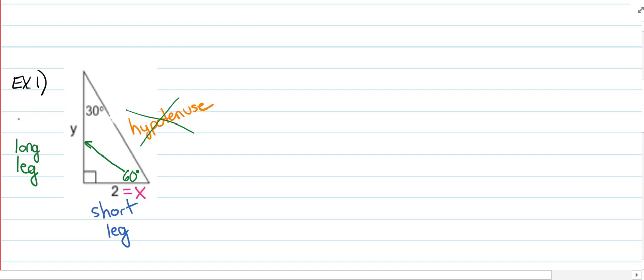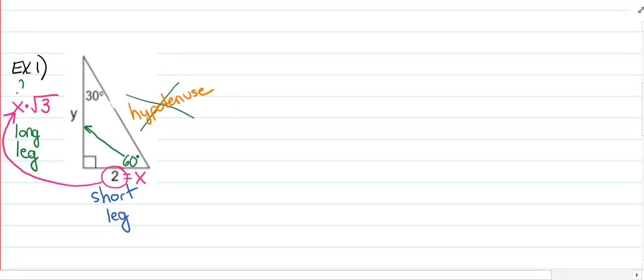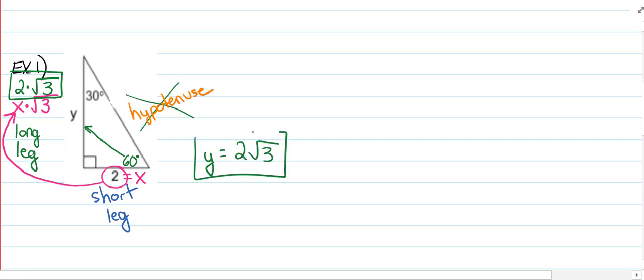And our long leg is x times the square root of 3. If we know x is 2, all we have to do is take that 2 and plug it in. So my long leg, y, would equal 2 times the square root of 3. For this problem, y is equal to 2 times the square root of 3, and we knew that because of our 30-60-90 triangle pattern.